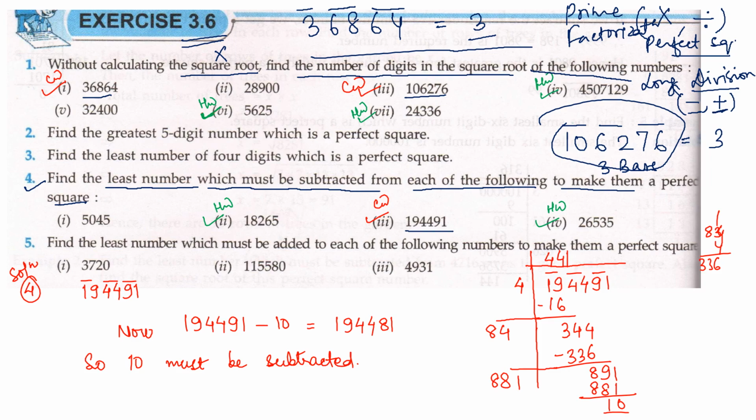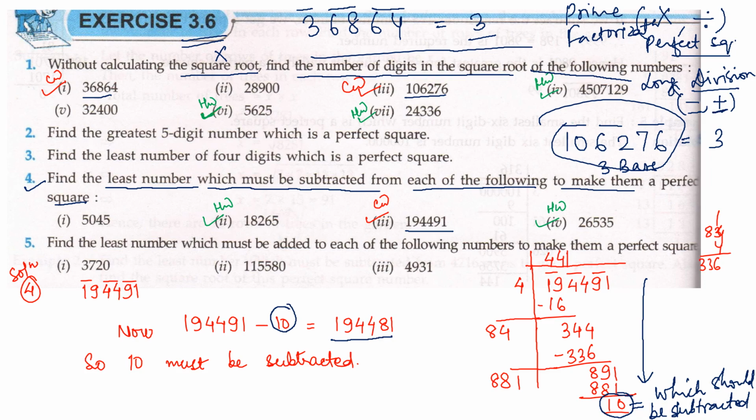First you will find the square root by the long division method. At last you will see 10 is there and we cannot do anything to eliminate 10. So actually this is the number which should be subtracted from the original number. Why? Because at the last we need a 0. If after doing all the calculation we are left with a number, it means that number is the problem. So when you subtract that number, you will get 194481.